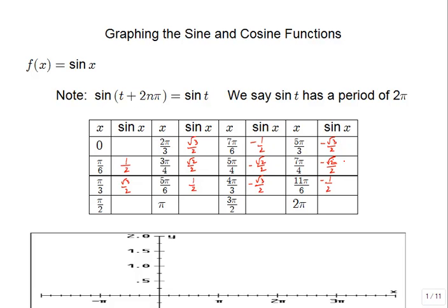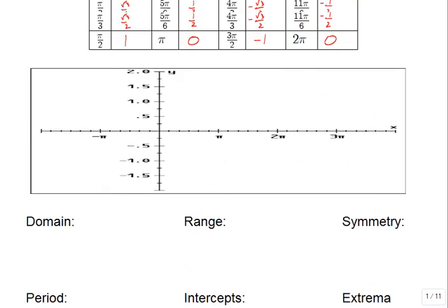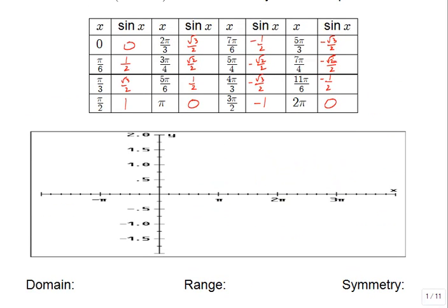And then what we're left with here in our chart are quadrant angles. So sine of 0 is going to stay 0, sine of pi over 2, which is 90 degrees, is 1. Sine of pi, which is 180 degrees, is 0. Sine of 3 pi over 2, which is 270 degrees, is negative 1. And sine of 2 pi gets you back to 0. So using those values, we are going to plot some points on our graph.